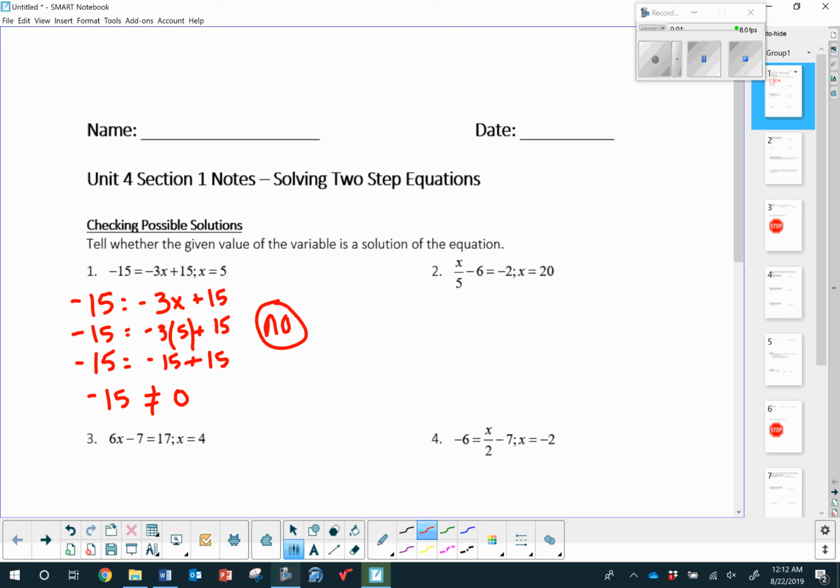If we look at number 2, we're going to substitute 20 wherever we see an x. So 20 over 5 minus 6 equals negative 2. 20 divided by 5 is 4. 4 minus 6 does in fact equal negative 2. So this one is a yes, it is a solution.